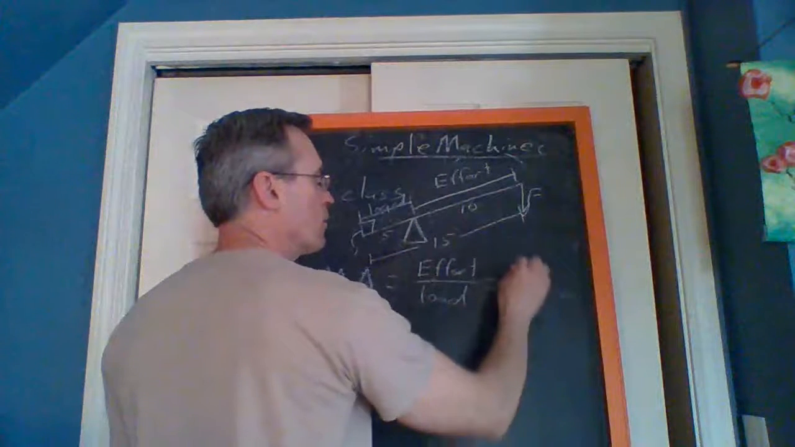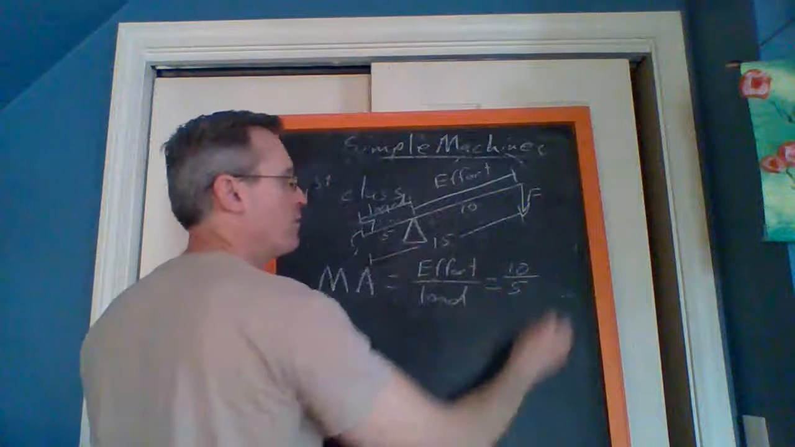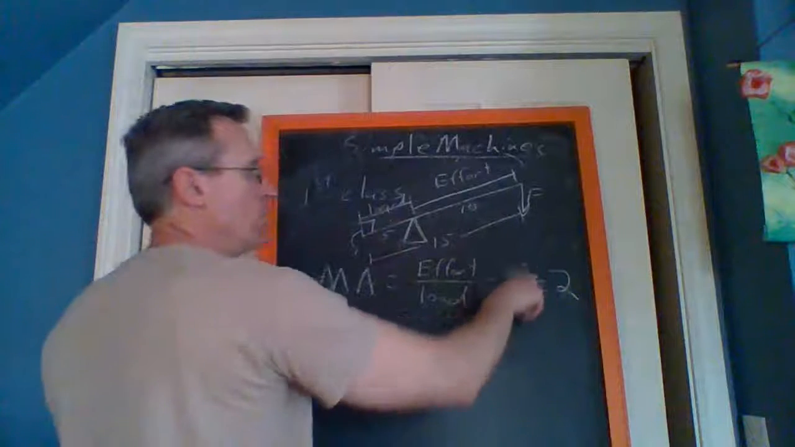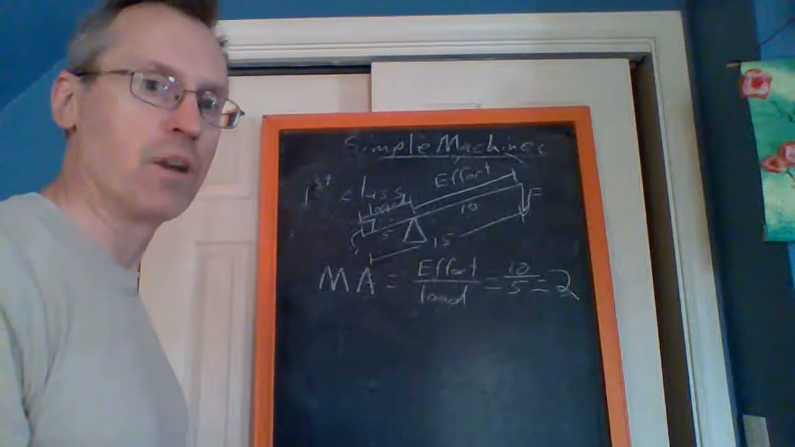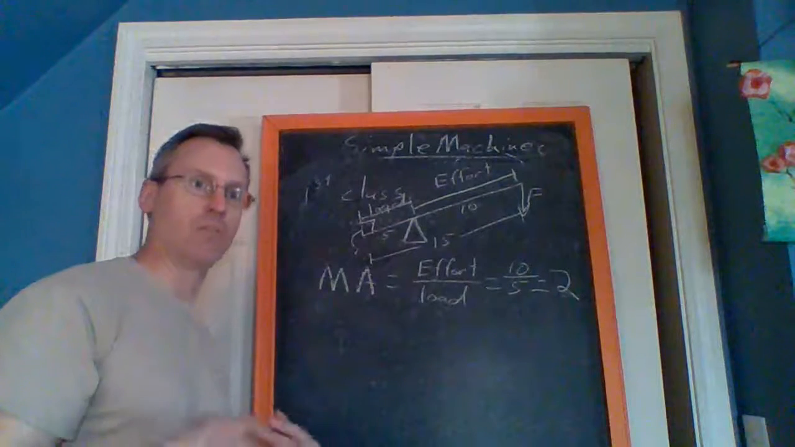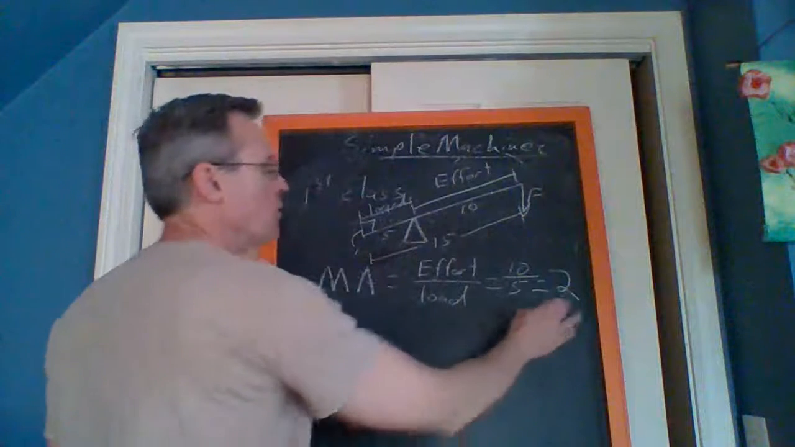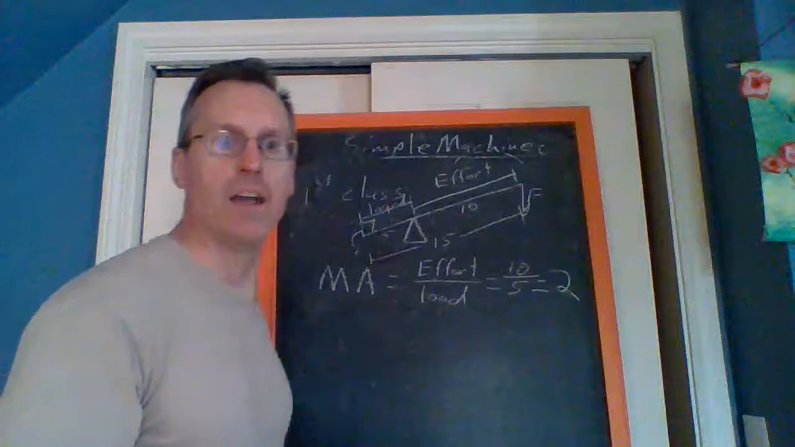So my effort distance would be 10. All right, my load distance would be 5. 10 divided by 5 is 2. No units on that. The units cancel out. Mechanical advantage, like coefficient of friction, is just a single number that tells you how much the machine will multiply your force. So this particular lever configured this way will give me a mechanical advantage of 2.